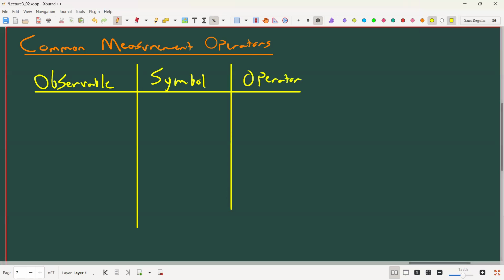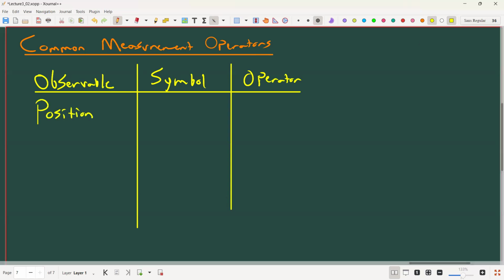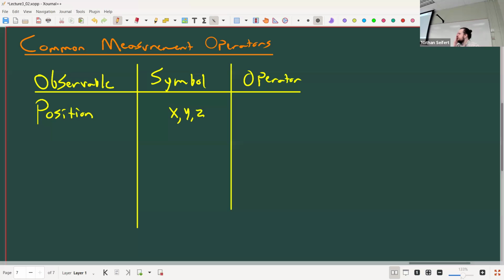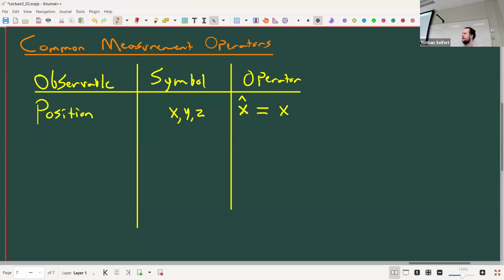The first thing that we want to look at, of course, is position. The symbol that we use for position is X or Y or Z, whatever you prefer. It depends on the system. And the operator, every time we write an operator, we put a little hat on top of it. The operator for position is just X. Now that sounds really weird.